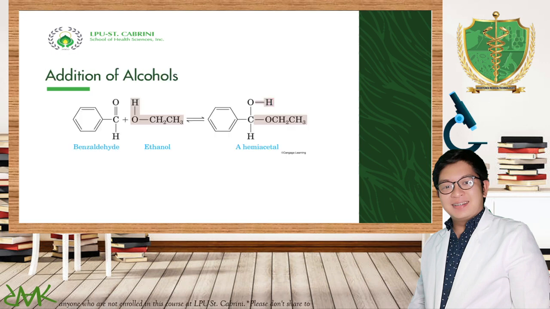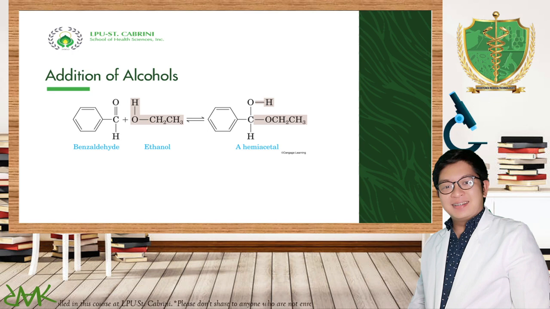Alcohol plus aldehyde will give you what we call the hemiacetal. Take note that the addition of alcohol to the carbonyl group of an aldehyde or ketone will give you a hemiacetal, or a half acetal.